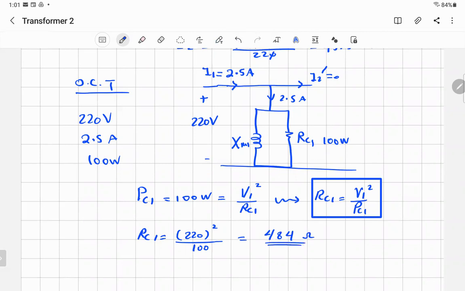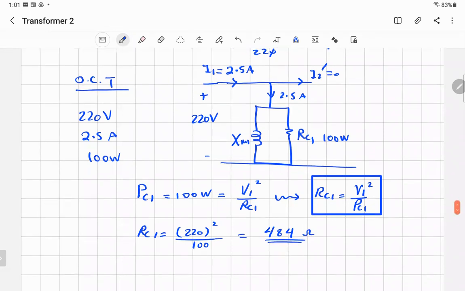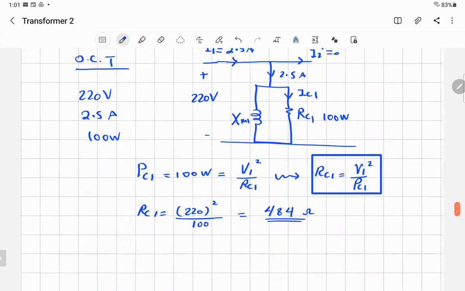All right. More than that, it's not required, but I can find IC1 if you like. How can we find IC1? I divide the voltage by the resistance, it's just the current. That's for fun, I may not need it. So IC1 is equal to V1 over RC1. So I have 220 volts divided by RC1, 484 ohm. So I get 0.45 amp.